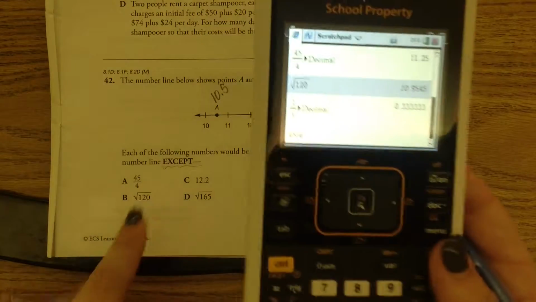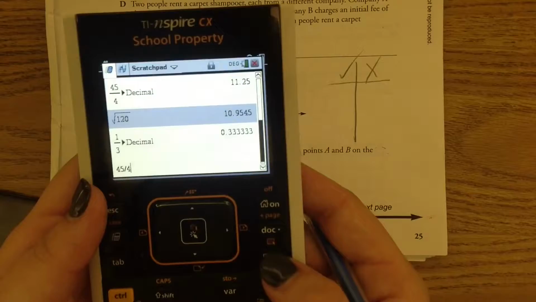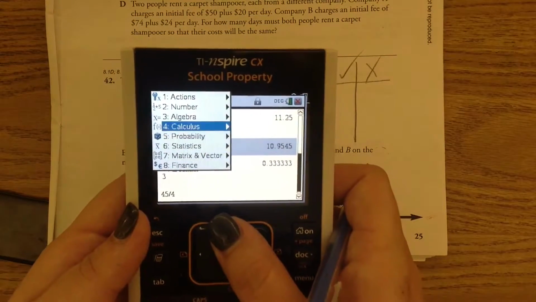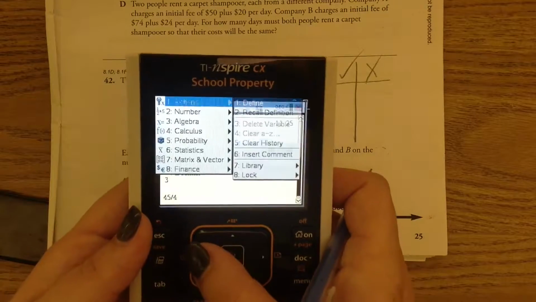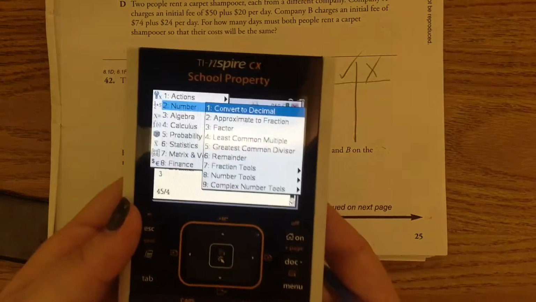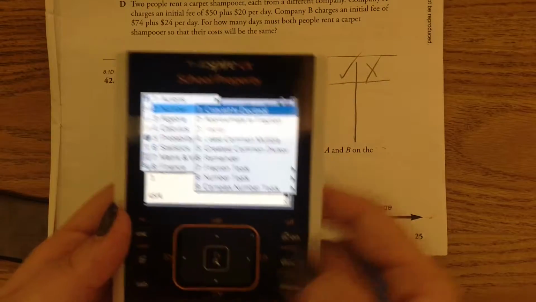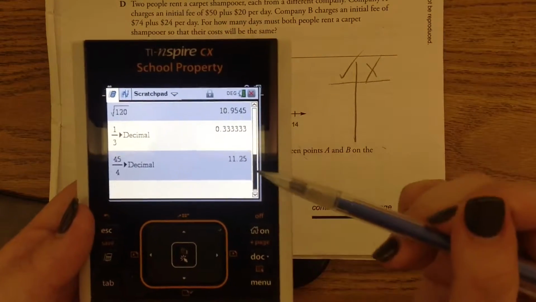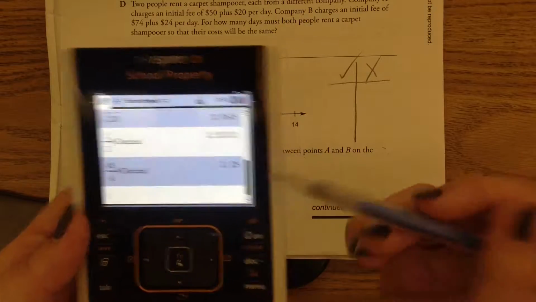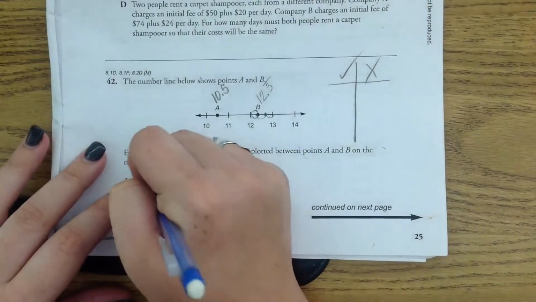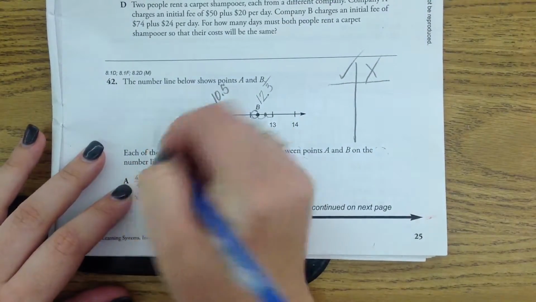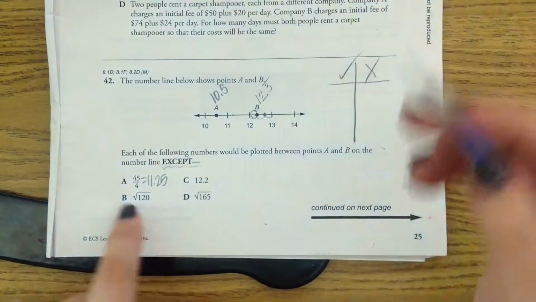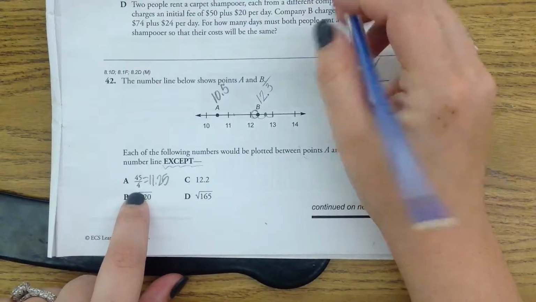45/4, that's that fraction for A, and then you'll go to menu. Go back up here to number and convert to decimal. Okay, so I hit menu 2, 1. Hit enter, enter again, and this one is 11.25. Now technically 11.25 would be about right here. So option A is correct.